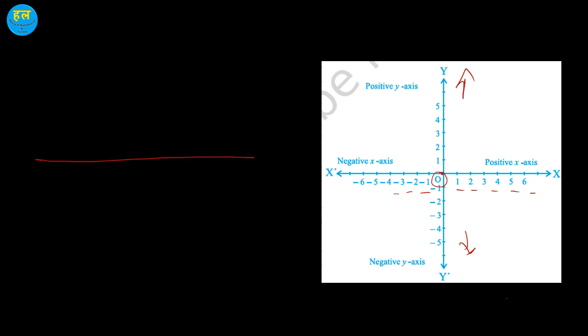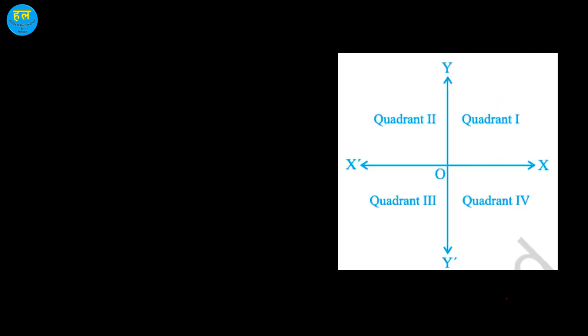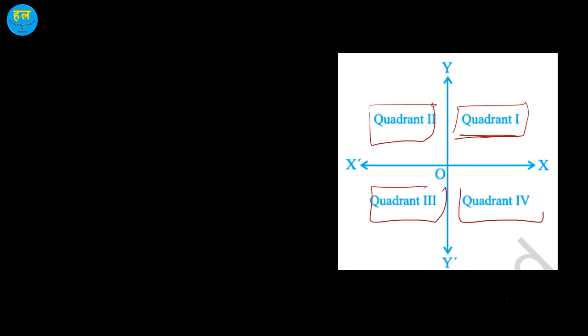Now what we have here is a plane which is divided into 4 parts. On this plane we can locate any point, and we can find the exact location of that point. Since the plane is divided into 4 parts, we name them quadrants. This will be our first quadrant, this will be our second quadrant, this will be our third quadrant, and this will be our fourth quadrant.